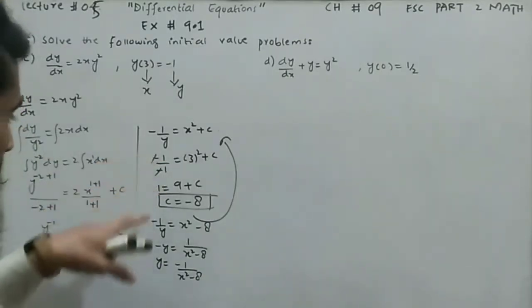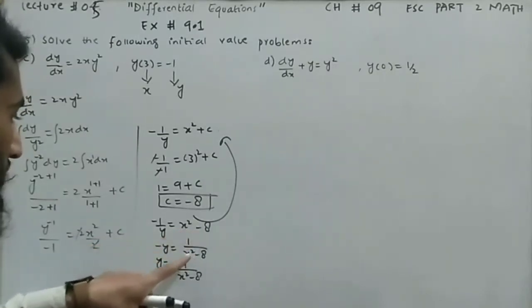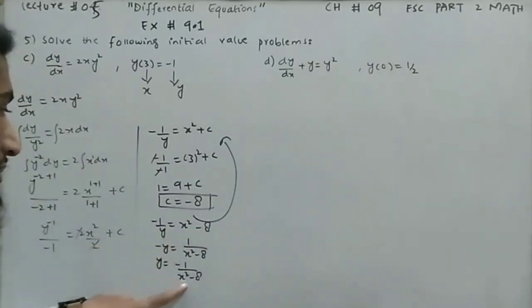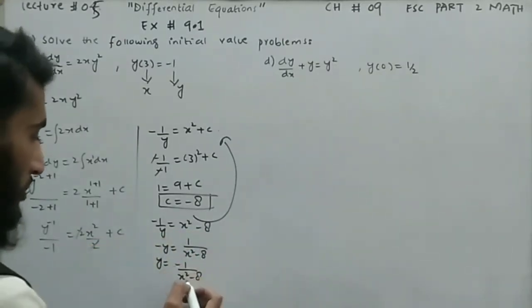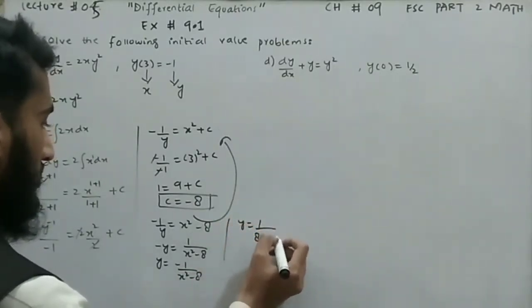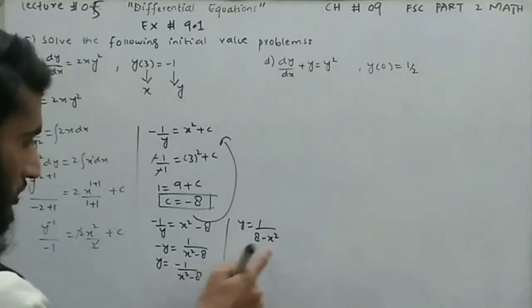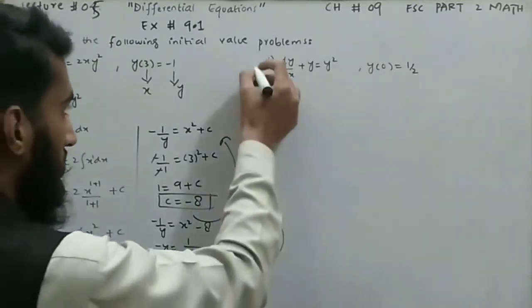So over here minus 1 over y is equal to x square plus c, which is minus 8. So minus y is equal to 1 over x square minus 8, and y is equal to minus 1 over x square minus 8. Further, this minus will move to the denominator, so it becomes y is equal to 1 over 8 minus x square, because minus minus makes plus 8, and the minus multiplies, so it becomes minus x square. So this is the required particular solution.